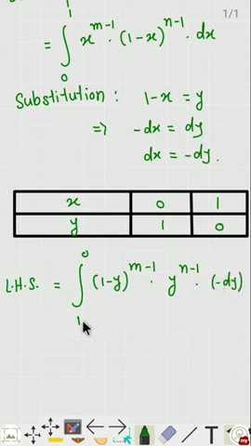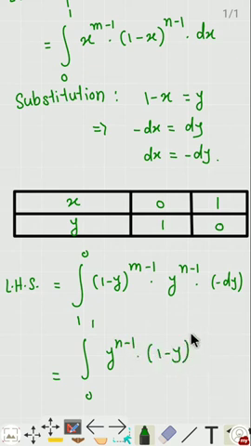If we reverse the limits of this integration, the negative sign gets cancelled. So we get integration over 0 to 1 of y raised to the power n minus 1 into 1 minus y raised to the power m minus 1 dy.